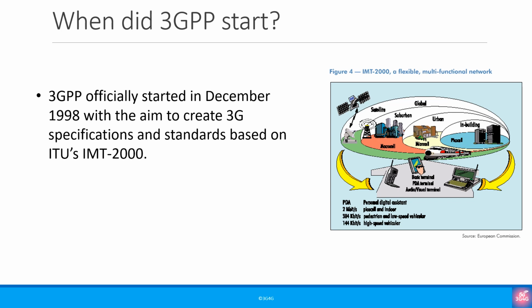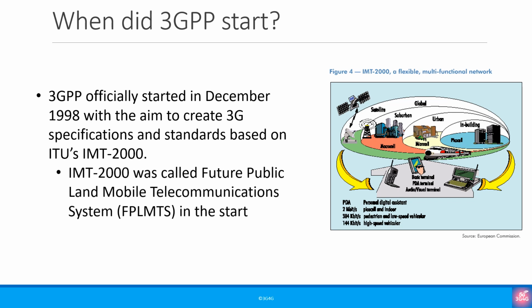3GPP officially started in December 1998 with the aim to create 3G specifications and standards based on ITU's IMT-2000 vision. IMT-2000 was earlier known as Future Public Land Mobile Telecommunications System or FPLMTS.